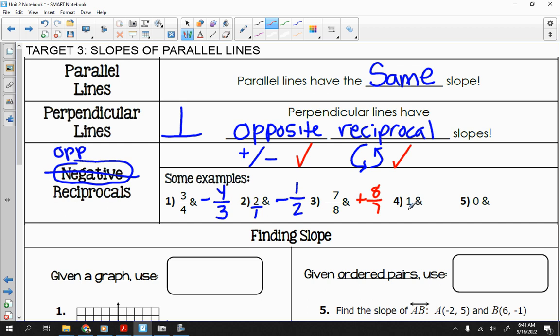So let's look at 1. This is kind of a weird number. So 1, we can just say it's 1 over 1.